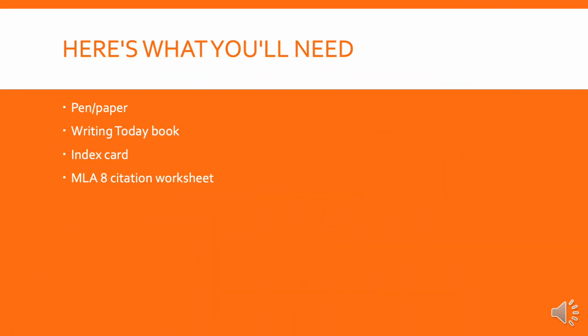So here's what you're going to need for this particular lesson. Of course, pen and paper, because we're taking notes. We're doing the Writing Today book again, so we're going to need that. You're going to need an index card, and you're going to need your MLA citation worksheet. You probably got a copy of this at the library, or I've given you a copy in class, or you've probably printed out a copy, so you're going to need it.